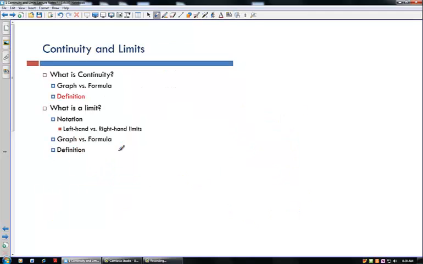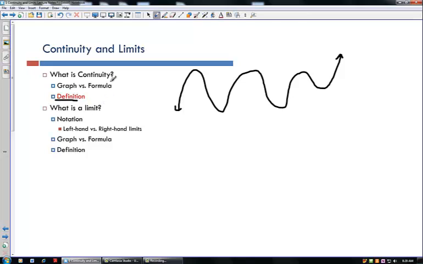So let's talk about the actual definition of continuity. Intuitively, everyone understands what it means to be continuous. We talk about talking continuously or hearing a stream of continuous music. There's sort of no breaks in some sense. But the actual definition involves what's called the limit. So let me write down the definition.